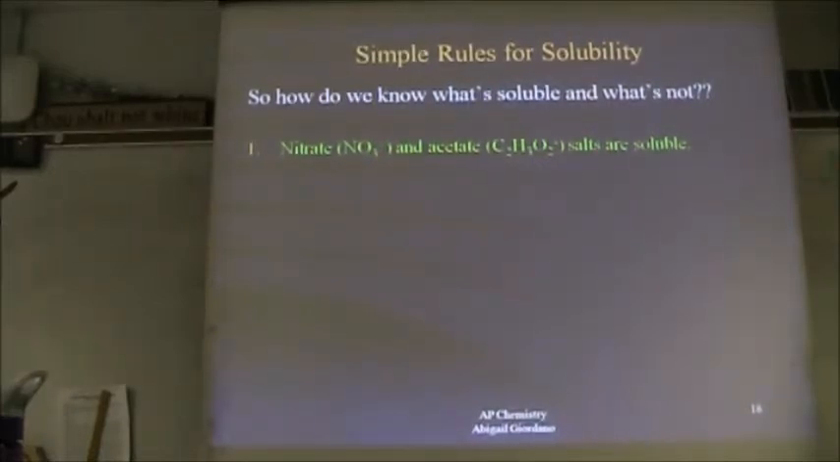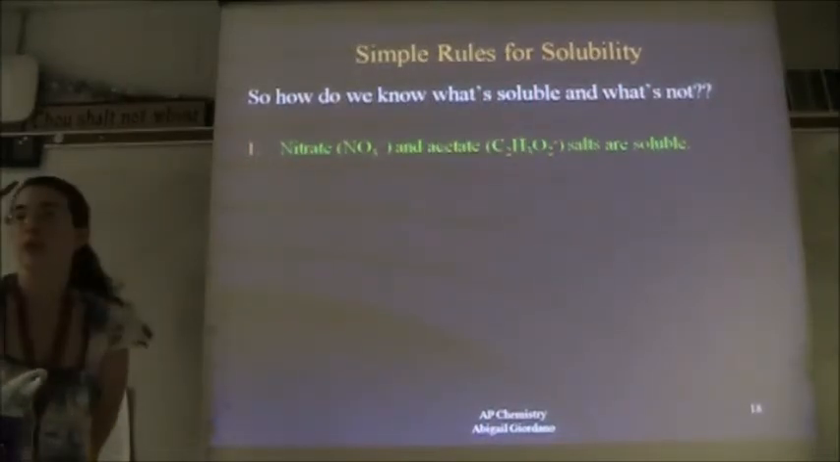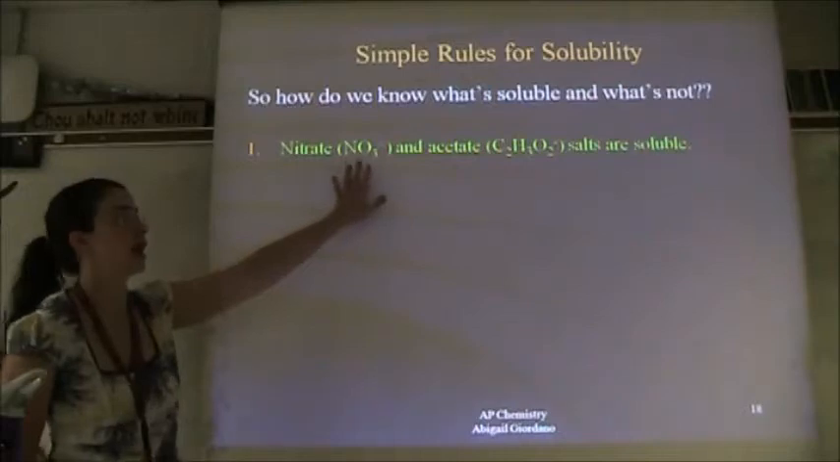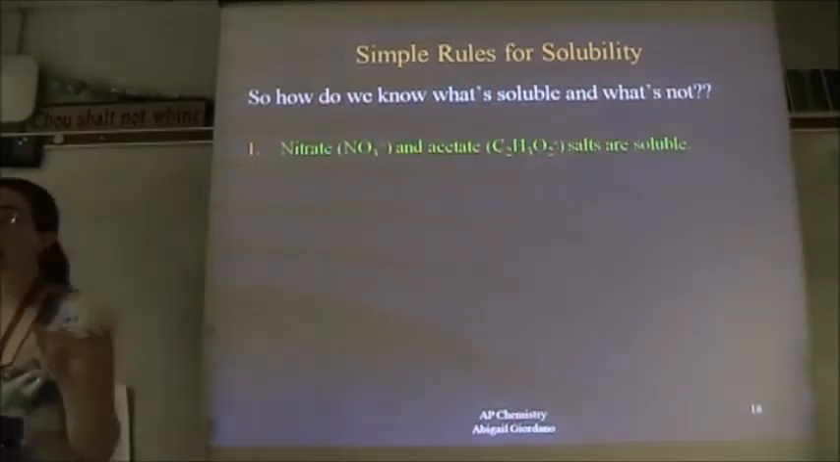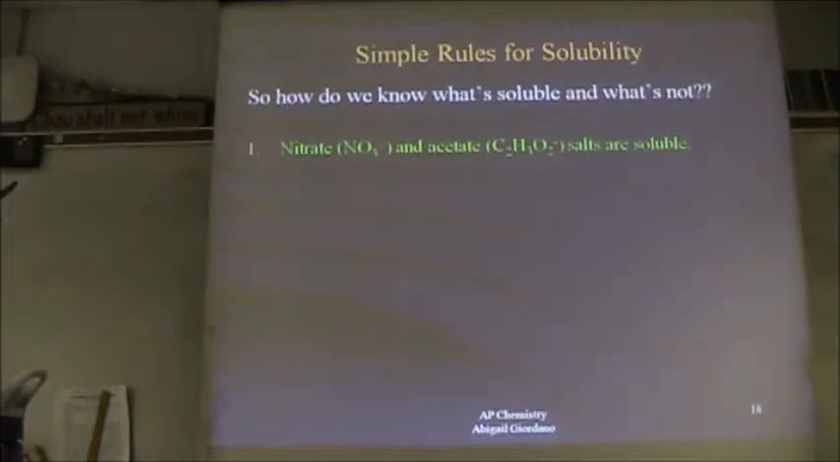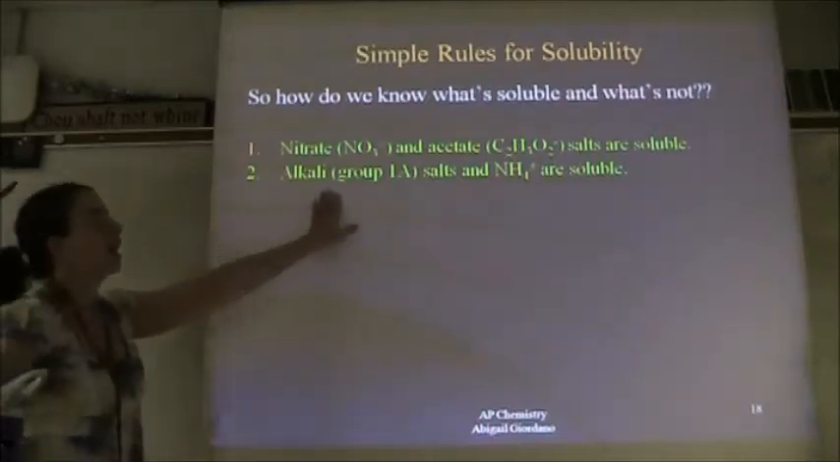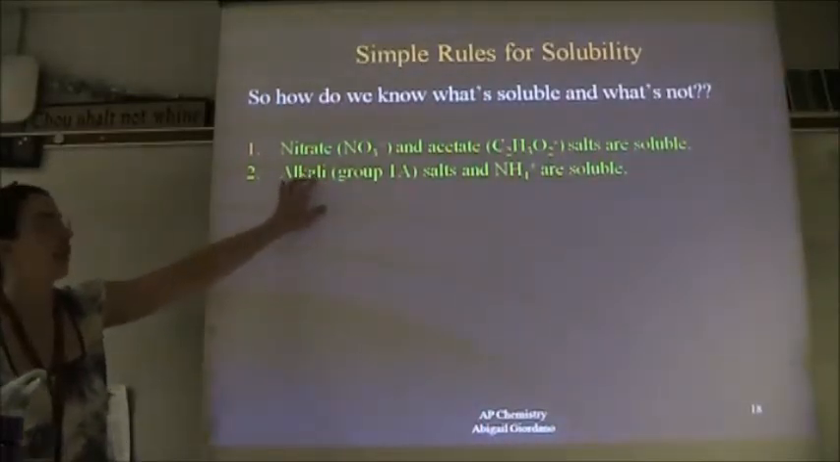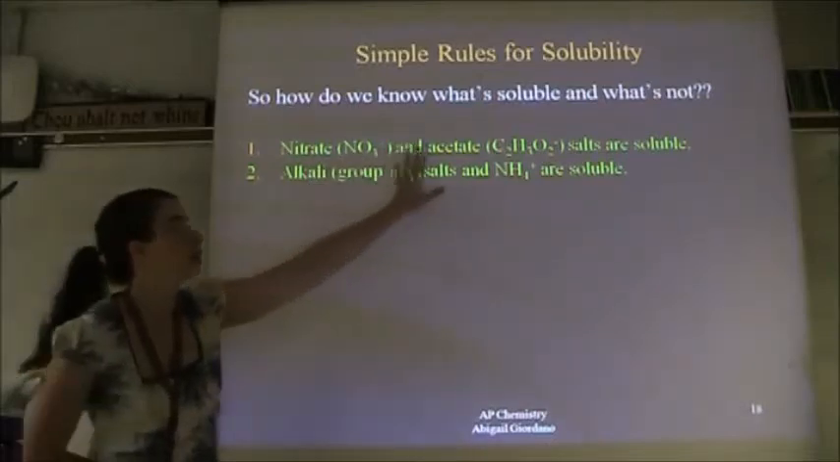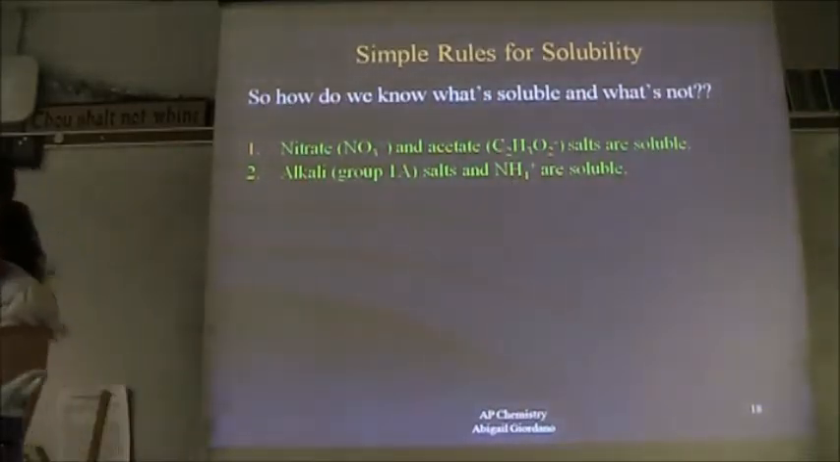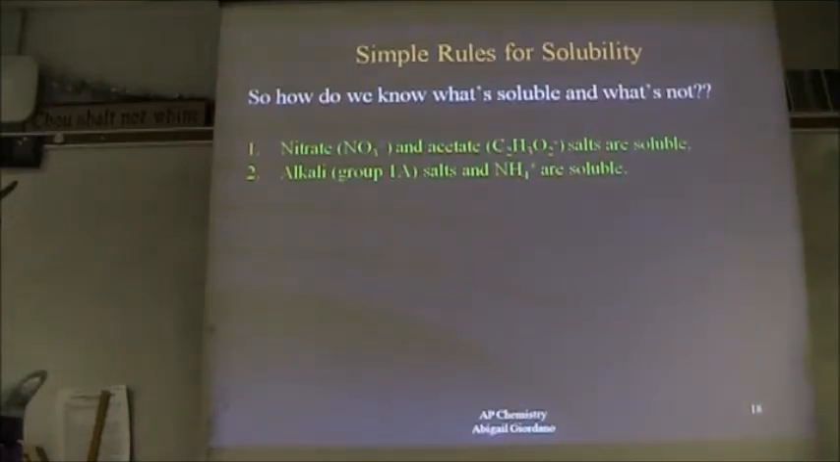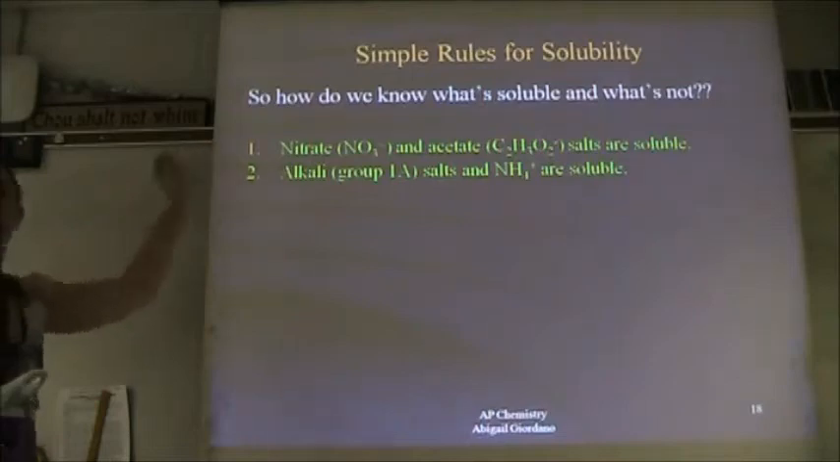What these rules are telling us is what kind of compounds are soluble or not. So rule number 1, any compound that contains nitrate or acetate, automatically soluble, no matter what it's joined to. Any compound that contains an alkali metal or ammonium, soluble, no matter what it's joined to. Where are your alkali metals? Which group? Group 1. Okay, good. So those need to be committed to memory.